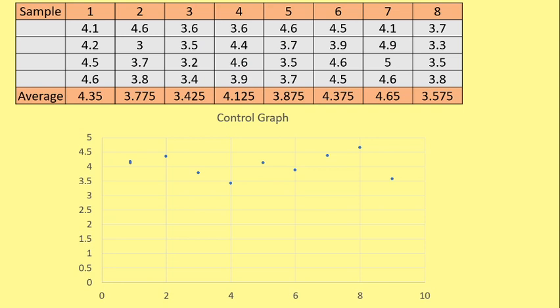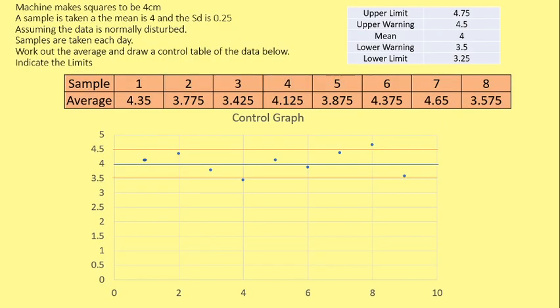Right, I've worked out the average. Add them up, divide them by 4. Plot them on your scatter graph. There's nothing really I need to talk to you about there, apart from label the axes. Now, my upper warnings and my lower warnings. I know my standard deviation is 0.25. 2 above it would be 0.5, so 4 plus 0.5, and 4 minus 0.5. 3 standard deviations is going to be 0.75, so I add it and take it away.